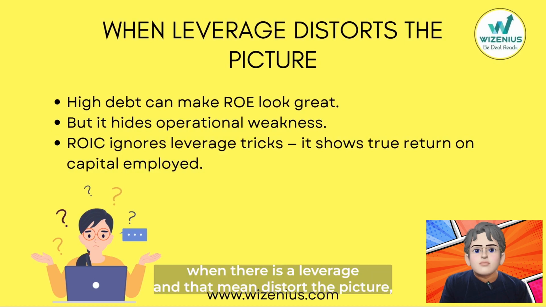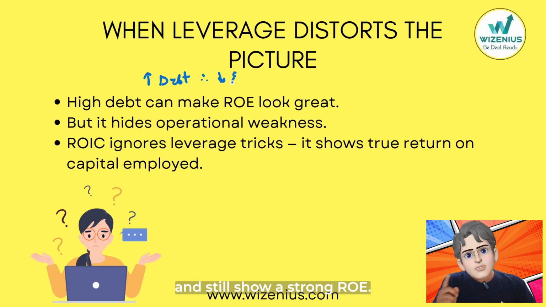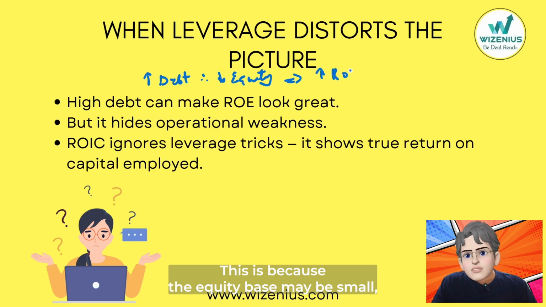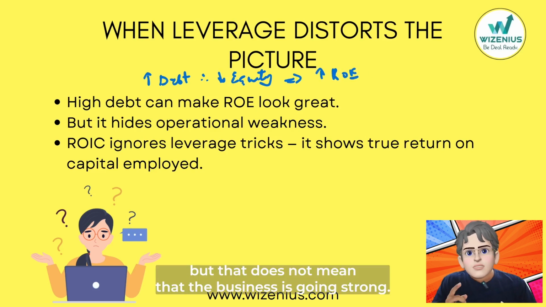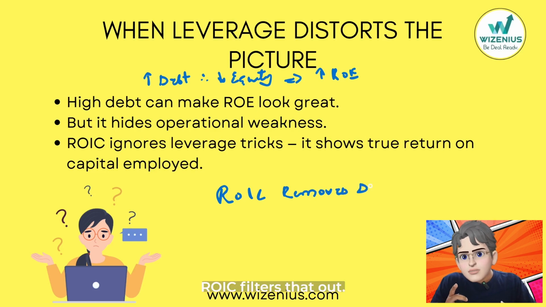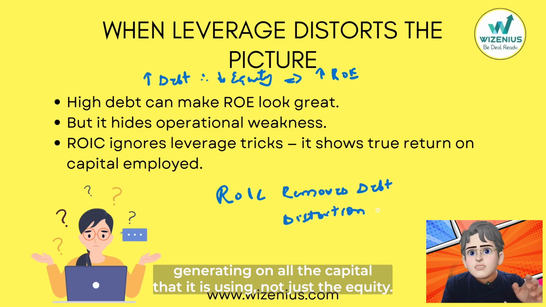Next, when there is leverage, that may distort the picture. A company may have a high debt and still show a strong ROE. This is because the equity base may be small, but that does not mean that the business is going strong. In fact, it may just be that it is leveraged. ROIC filters that out. It asks this question: how much return is the business generating on all the capital that it is using, not just the equity?